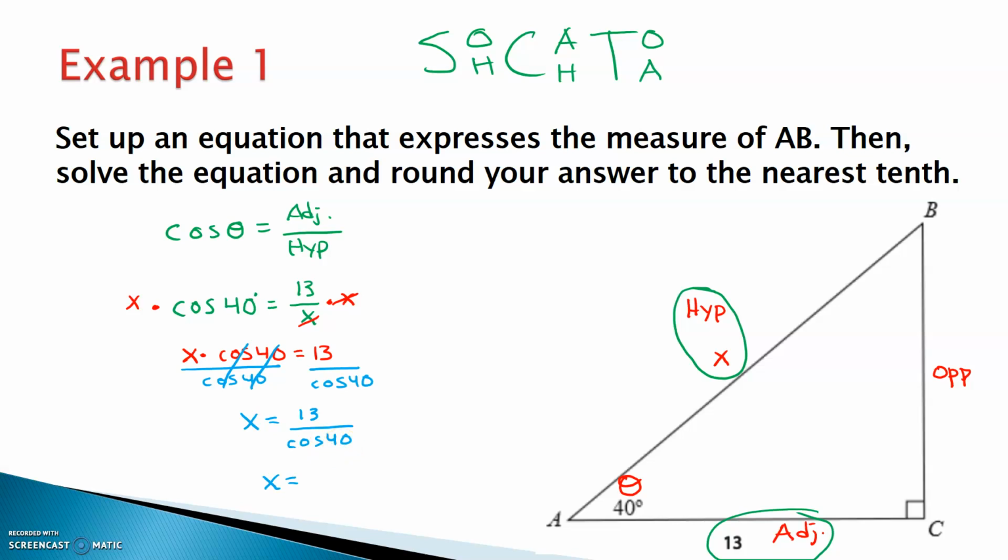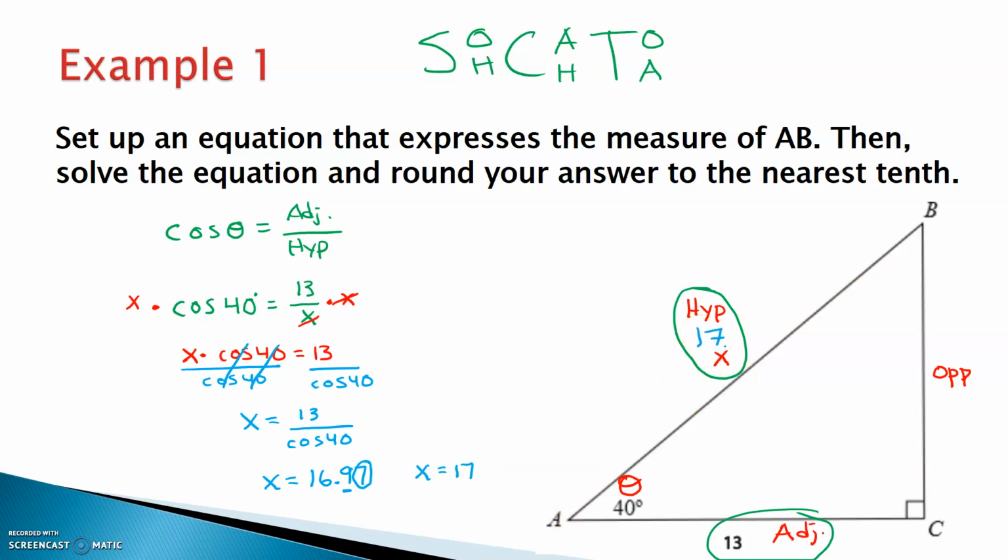And right now I have 0.766 and so on, but I have to hit equals one more time and it's going to give me 16.97. It says round to the nearest tenth. So if I take a look at the 7, it'd kick it up to x is equal to 17. So that represents x here. The distance from A to B is a distance of 17 units.